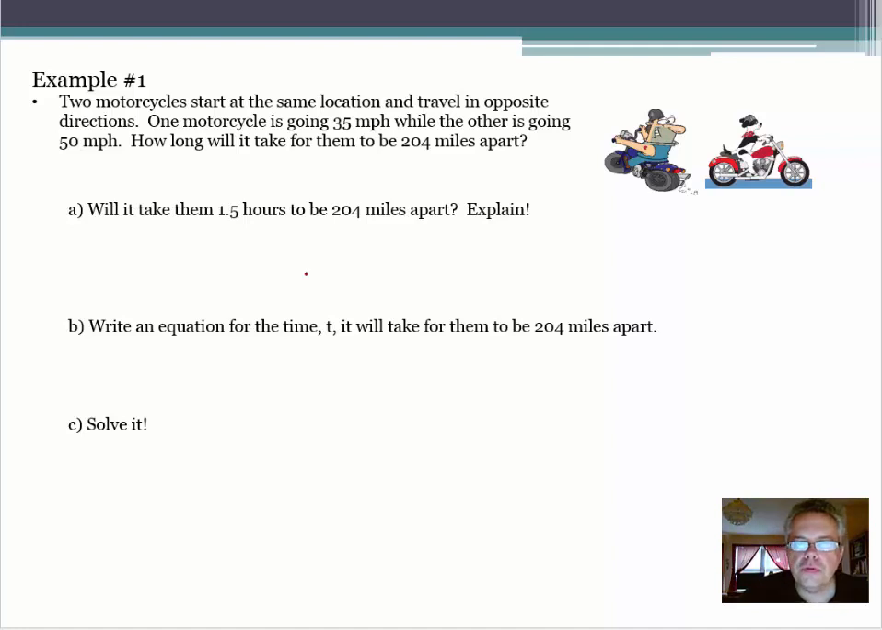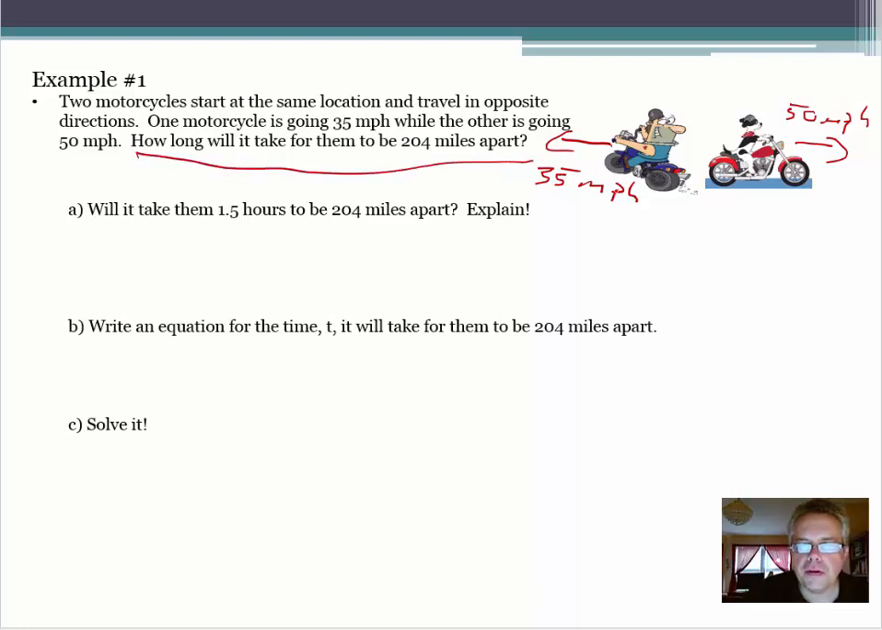Here's example one. Two motorcycles start at the same location and travel in opposite directions. So here they are. First guy is going towards the left, and the second one's going towards the right. One motorcycle is going 35 miles per hour, so I'll make this guy the 35 mph, and the other one is going 50 miles per hour. Okay, now it says how long will it take them to be 204 miles apart?